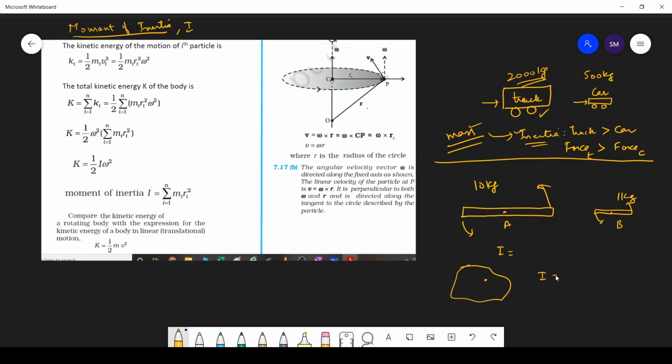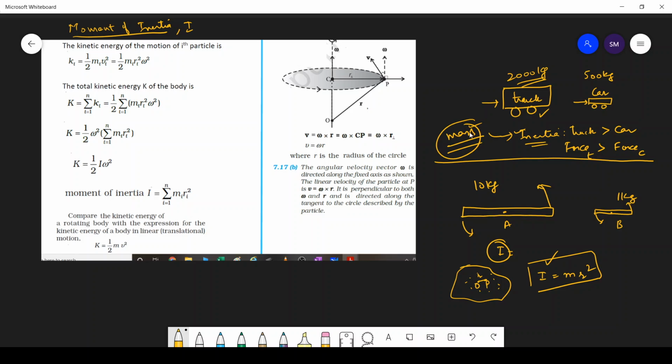The inertia for all the particles will be different. So the inertia of this particle P is m r square, where r is the distance from the axis of rotation to point P. So that's the inertia here. So we have the formula. Of course it also depends on mass, but moment of inertia decides whether you will be able to rotate this body or not.